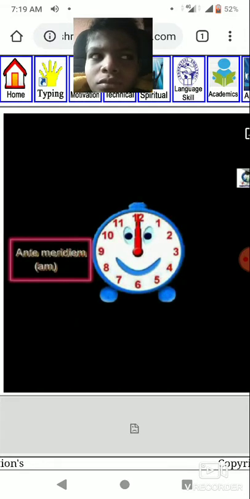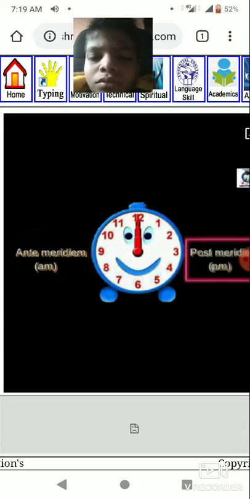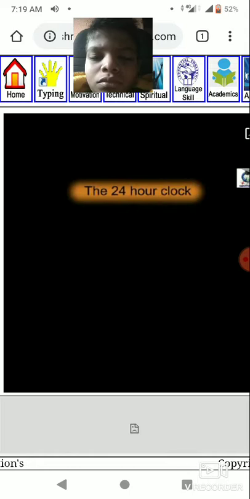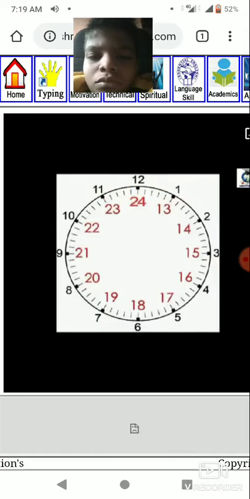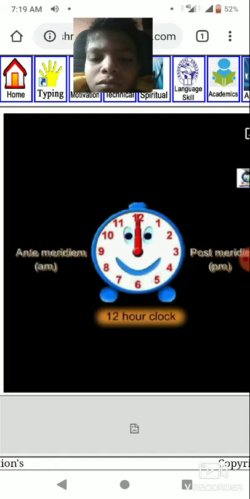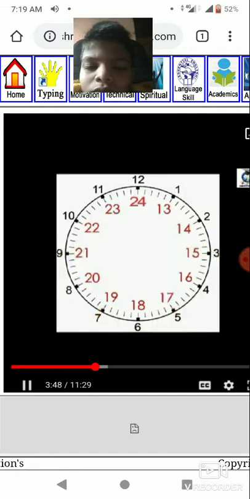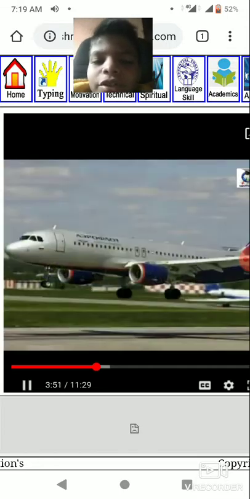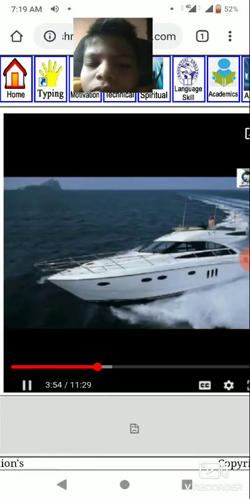The time before 12 noon is stated as ante-meridiem or AM, and the time after 12 noon is stated as post-meridiem or PM. This method of measuring time is called the 12-hour clock. Now about the 24-hour clock. The 24-hour clock is used to avoid this division of the day into ante-meridiem and post-meridiem. This is used in timetables for trains, planes, and long-distance boat journeys.